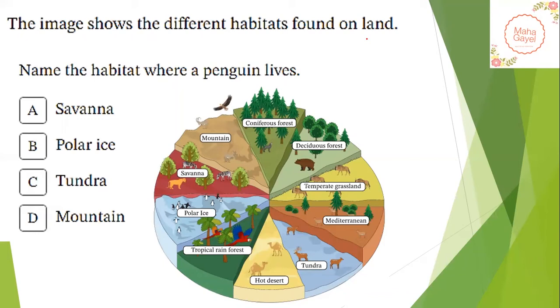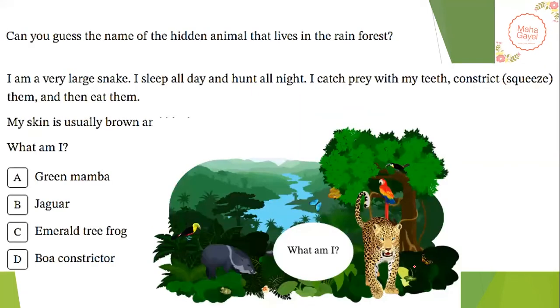Now let's come to this question. This image shows the different habitats found on land. Name the habitat where a penguin lives. Very easy. Yes, the penguin lives in the savannah? No, that's lions, maybe giraffes and tigers. Polar ice. Yes, it is the correct answer. What about tundra? No. Mountain? No. So the correct answer is polar ice.